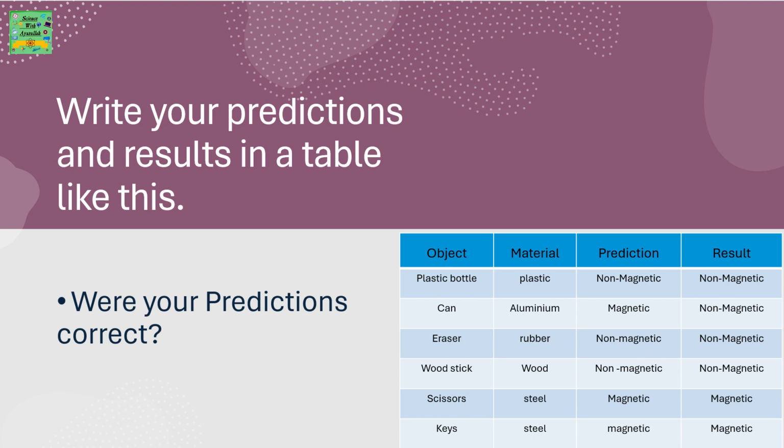Predictions are: the plastic bottle is non-magnetic. The can is magnetic. Eraser is non-magnetic. Wood stick is non-magnetic. Scissors is magnetic. Keys are magnetic. The results are the same as the prediction.